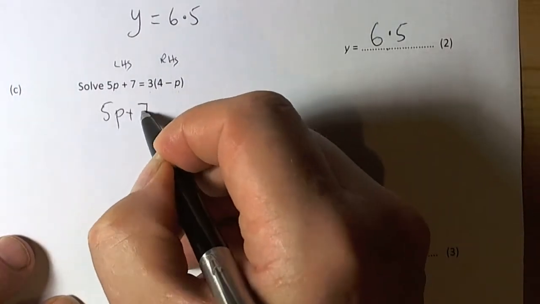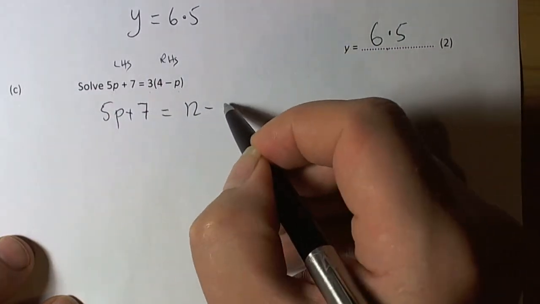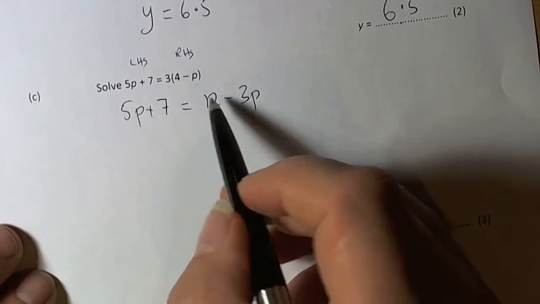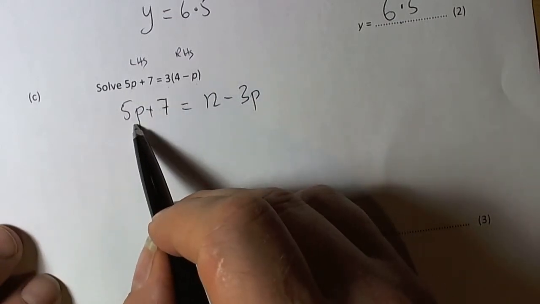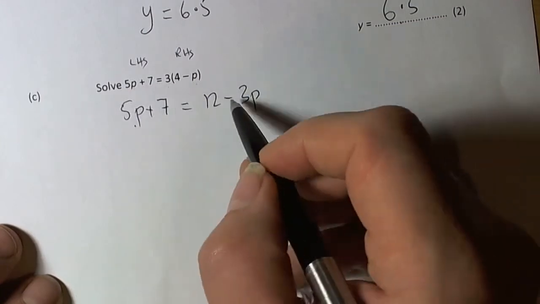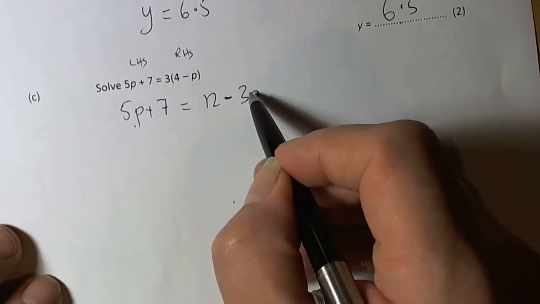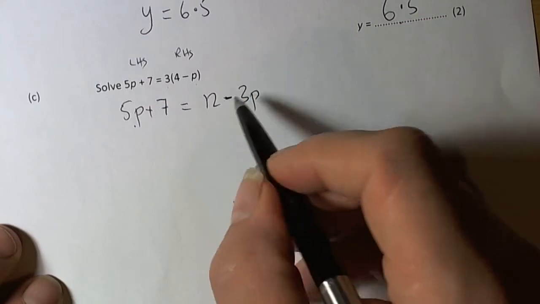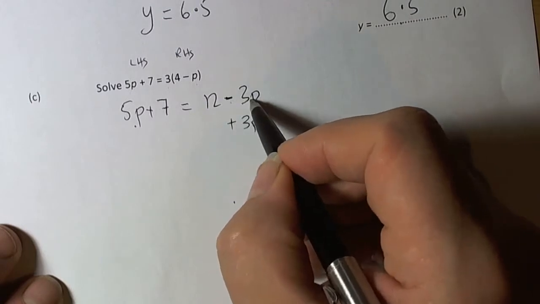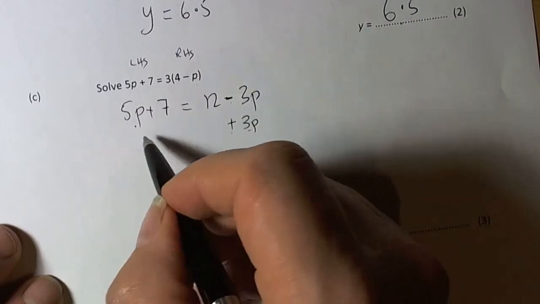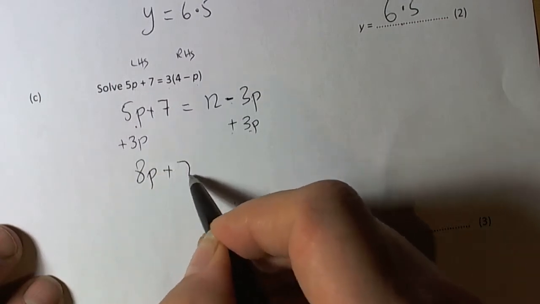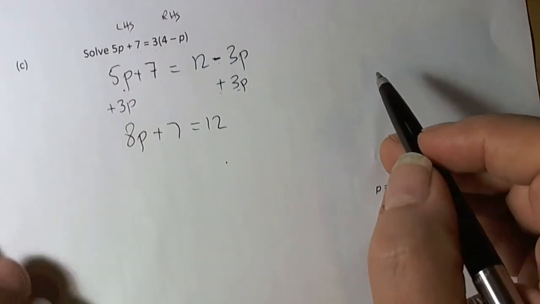So 5p plus 7 equals 12, take away 3p. I want the letters onto one side. The 5p is already positive, so the best thing to do is to move this bit over here. We've got to remember this says take away 3p. I want it to disappear, so I need it to become 0. So I add 3p. Negative 3p plus 3p, 0. But I must do the same to the other side to make it a fair thing. So 8p plus 7 equals 12 is what we're left with at the moment.